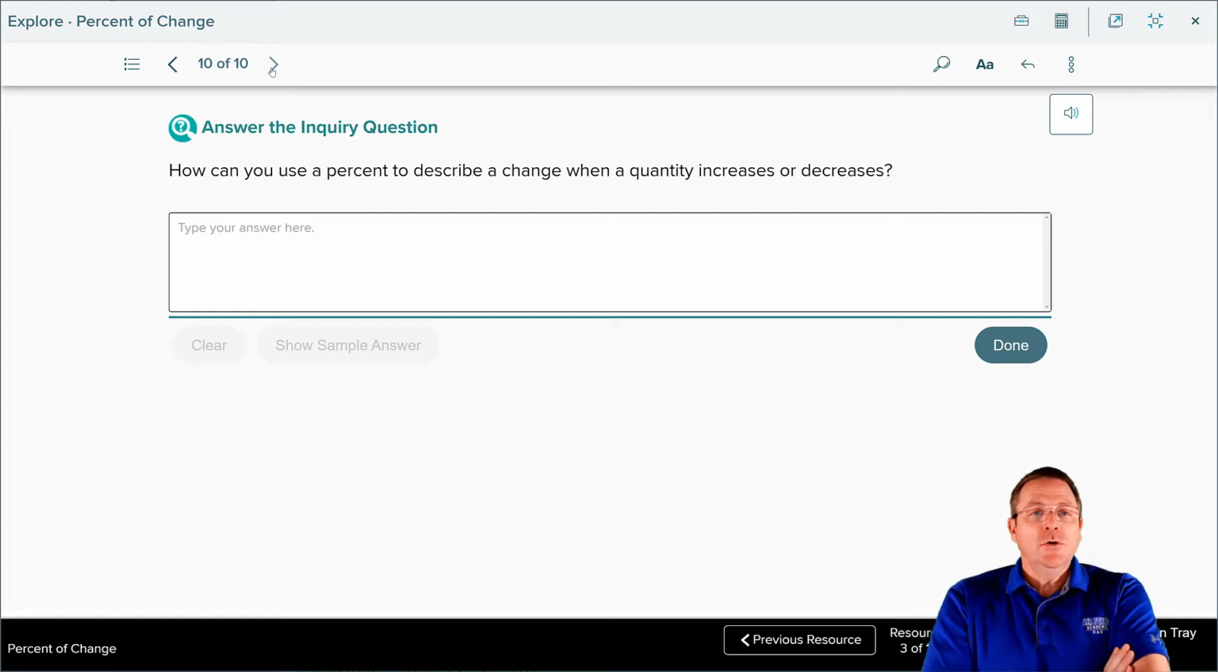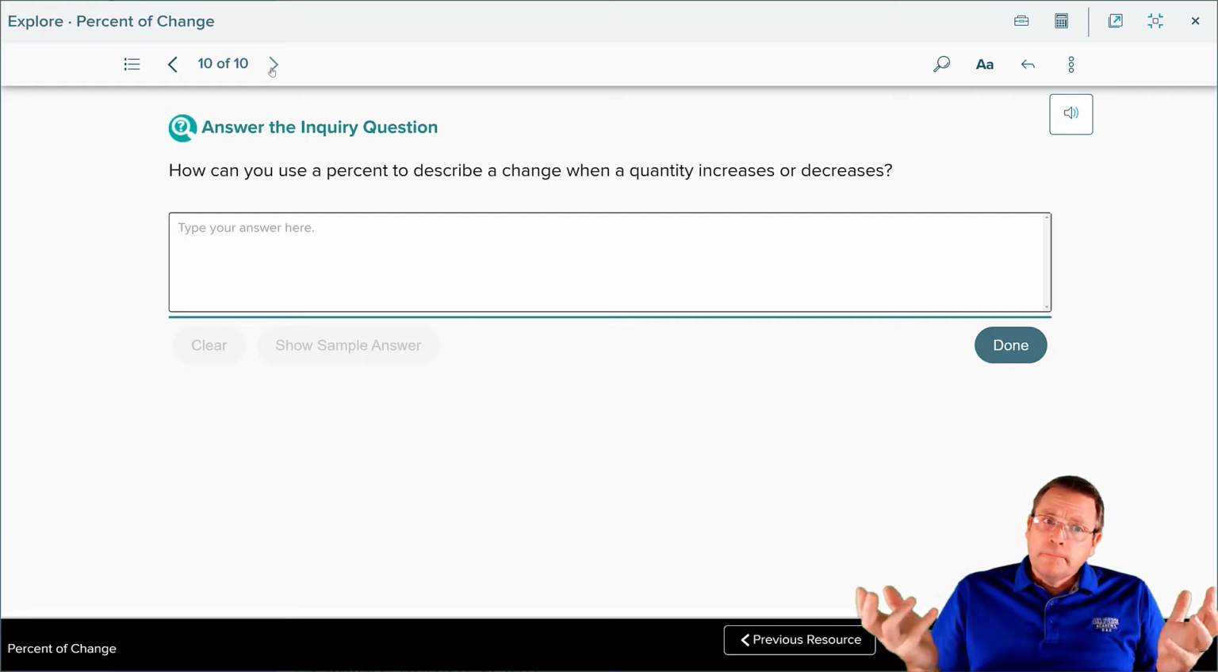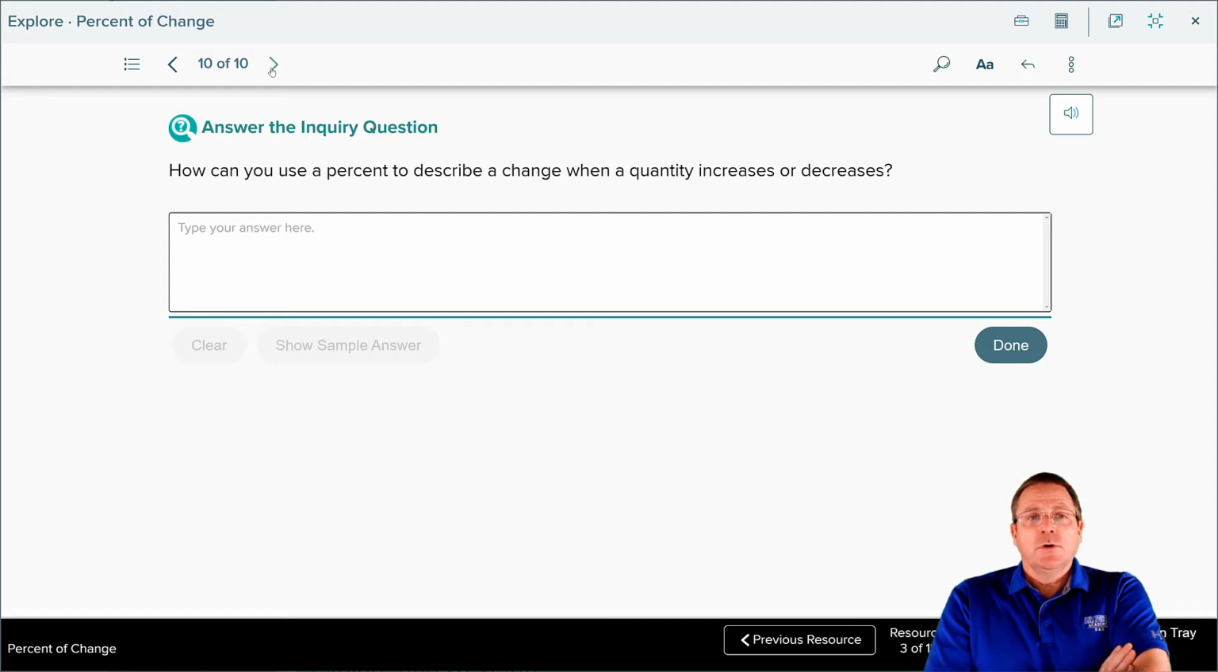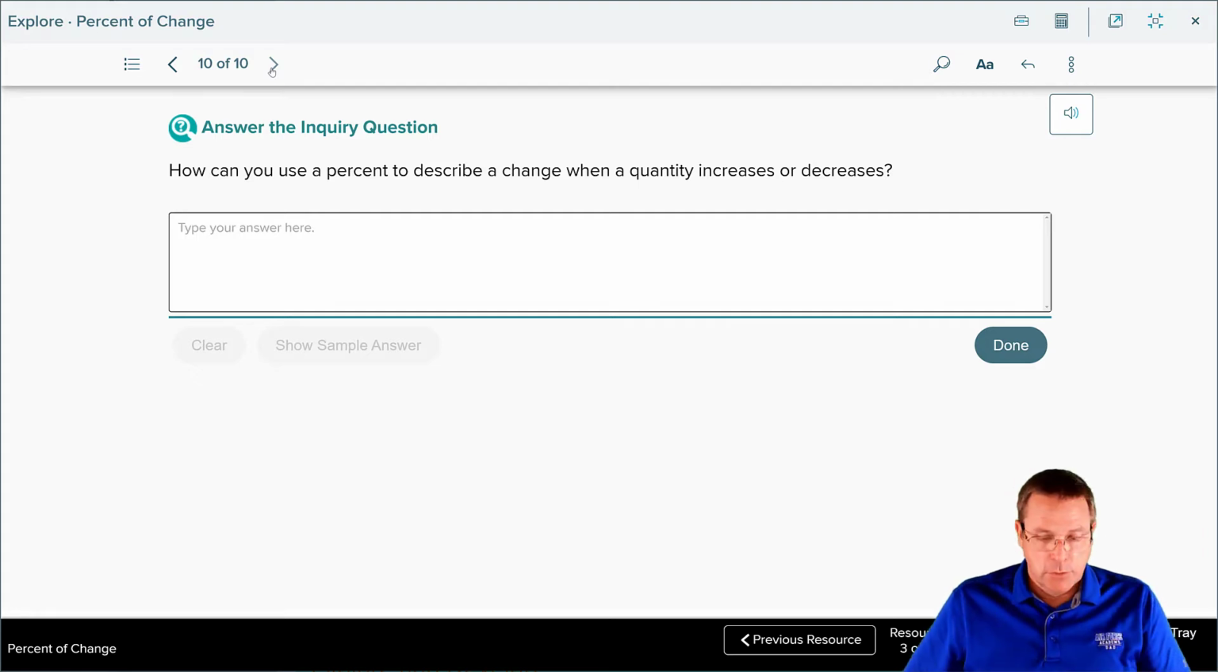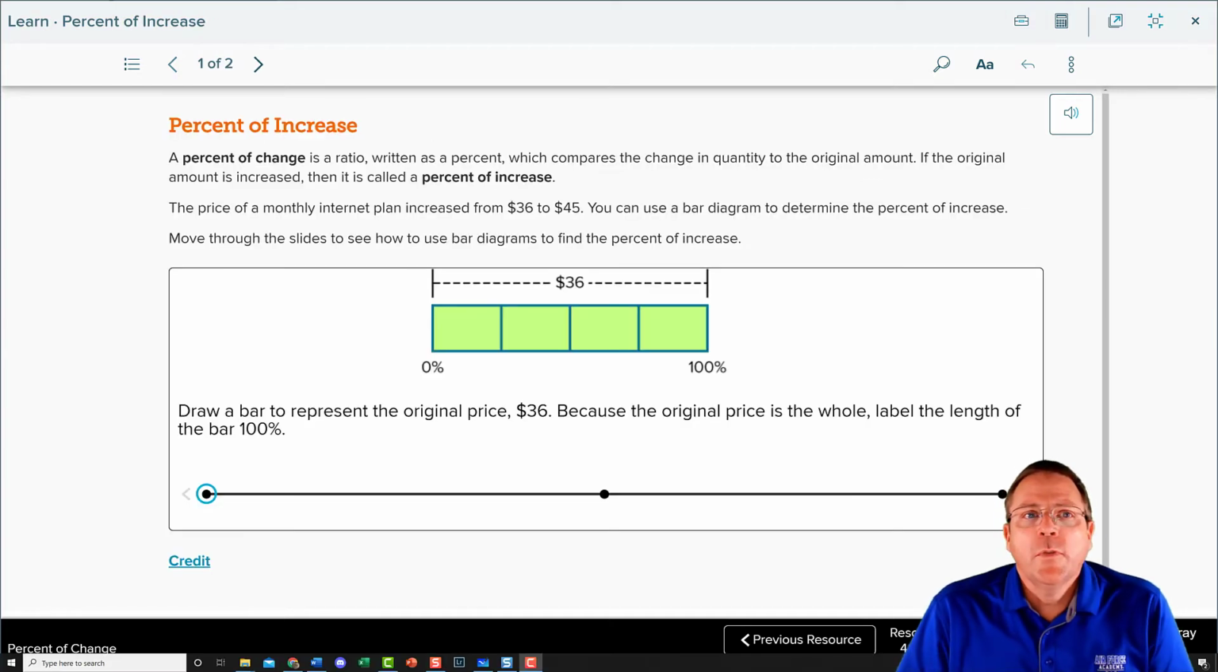Now, how can you use a percent to describe change in quantity when a quantity increases or decreases? Well, we kind of explained that already. I showed you how the first one, the tint, was increased by 20%, and it was 120% of the original price. So that's just one example of how we can use percent to describe increase or decrease. And with that, we are ready to learn our first 2 vocabulary words.